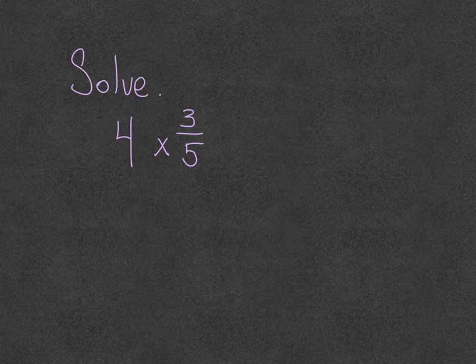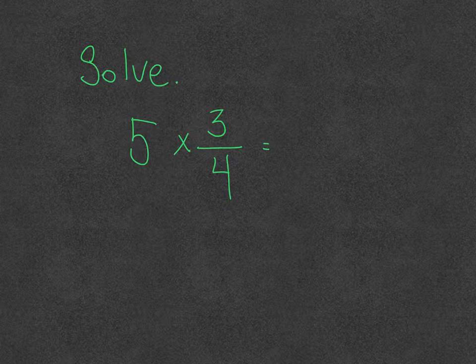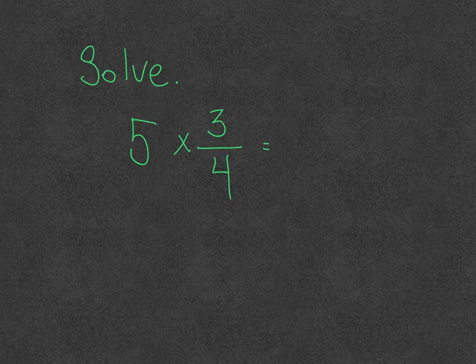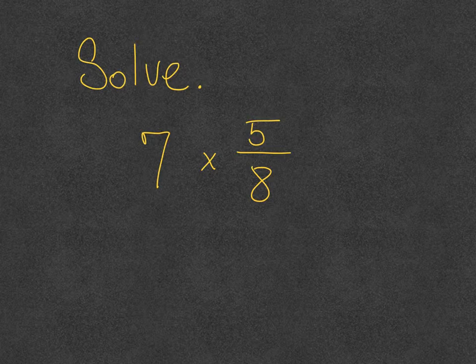Solve 4 times 3/5. That's 4 groups of 3/5. And I'd like to see your work tomorrow. Solve 5 times 3/4. And of course, bring your work in tomorrow. Lastly, solve again, 7 times 5/8. Bring in your work tomorrow.